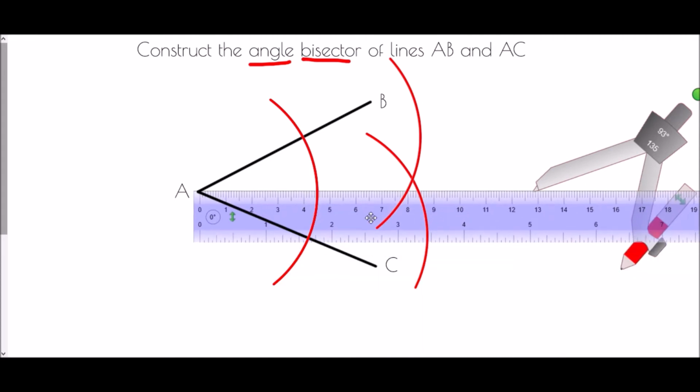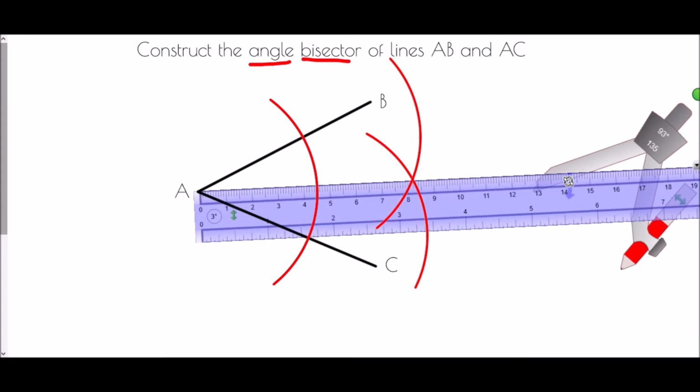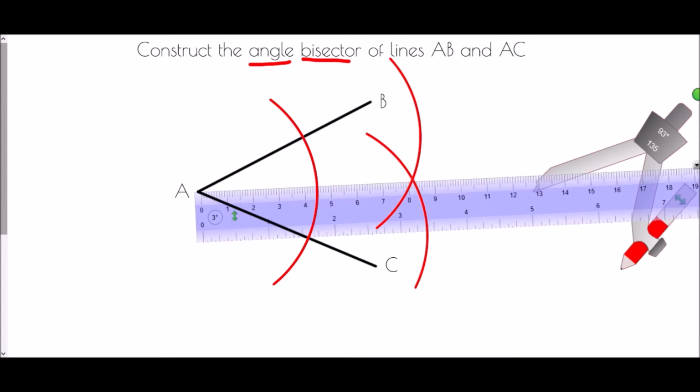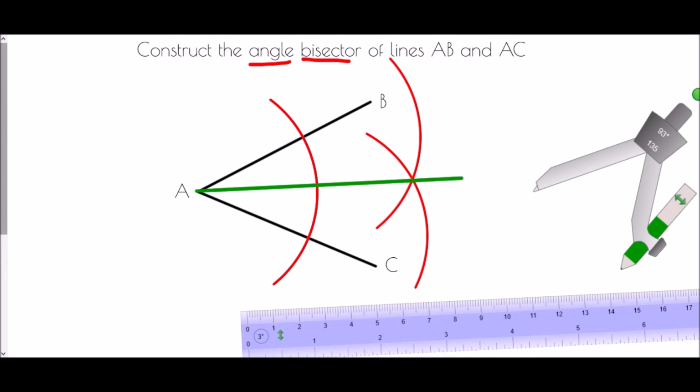So all we're going to do is take our ruler and line it up with the cross, and take a pen and draw in our angle bisector. There it is. And what that has done, it has cut this angle in half exactly. These two pieces are exactly the same size as each other.